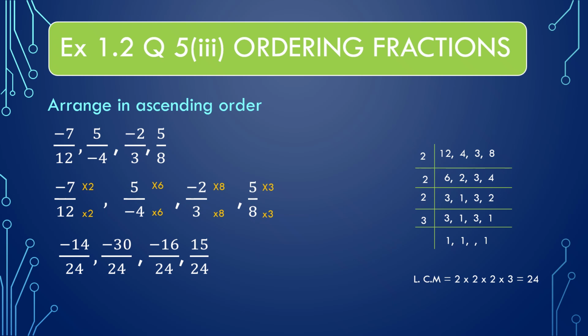As we now have the same denominators, we have to compare the numerators. Here we have minus 14. The negative sign in the denominator will be shifted to the numerator, and we get minus 30. Here we have minus 30, then minus 16, and then 15, which is a positive integer. And these three have a negative sign.